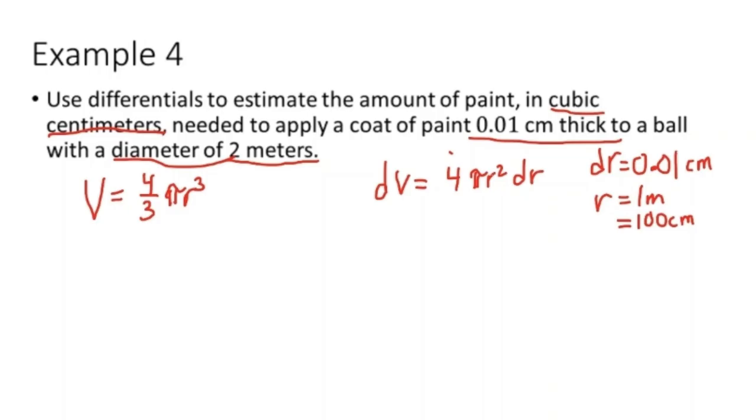Now that I have my units matching, we can plug in our r and our dr into our dV formula. When we work out the arithmetic, we get that dV would be 4 pi, which would be approximately 12.57 cubic centimeters since our radius and our dr were in centimeters. So we will need approximately 12.57 cubic centimeters of paint in order to coat the ball with a layer of paint that is 0.01 centimeters thick.